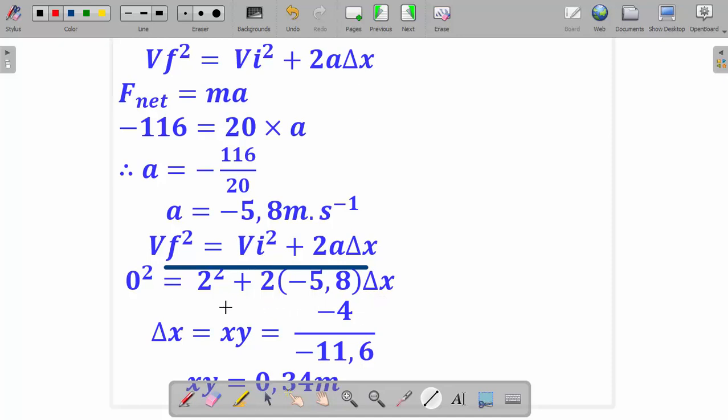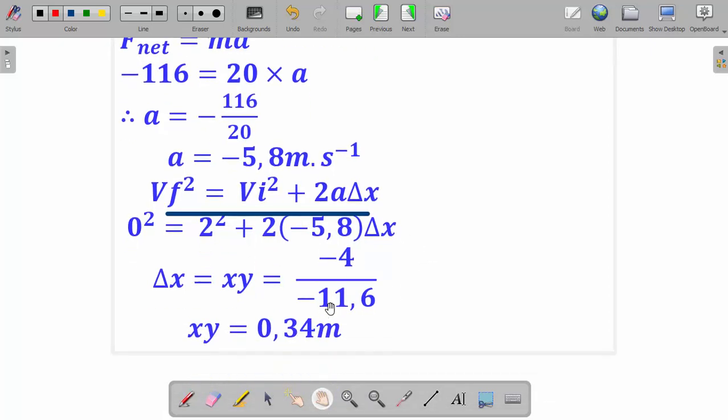So if I simplify this one here, this is 2 squared, which gives me 4. So the 4 becomes negative this side, and then if I multiply 2 times 5,8, I get negative 11,6. If I divide both sides by negative 11,6, I'm going to get my answer after dividing, 0,34 meters. Okay, that's my distance XY, and I hope we are together.